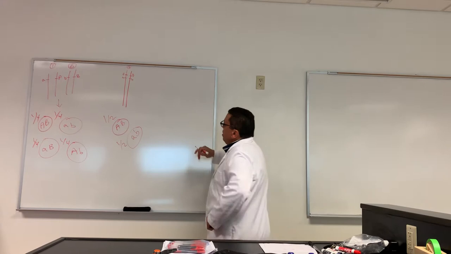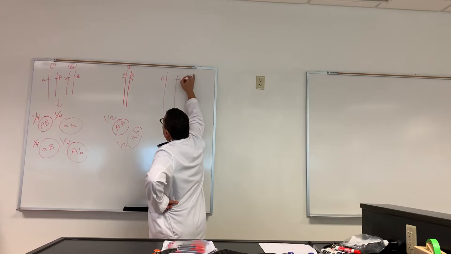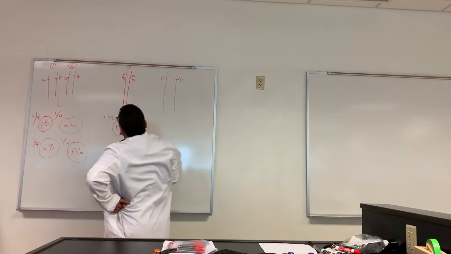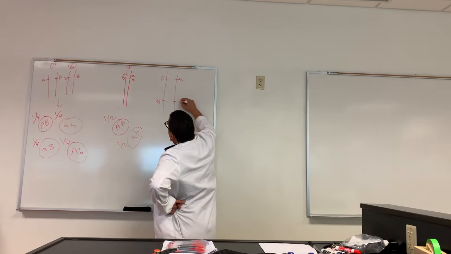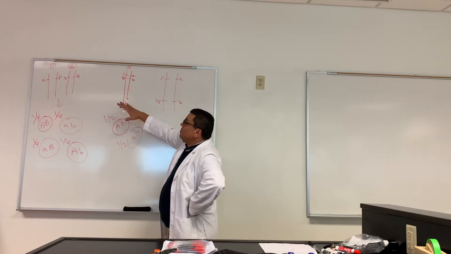What if the situation is like this? Hang in there. I knew I drew this wrong. Like that. Because you can't have A and B on the same locus here. It's like that. What if the situation is like this? Obviously, what you can tell is, in this situation, there's a greater distance between the genes. Am I right? They're not on separate chromosomes. They're on the same chromosome, but there's a bigger distance between them, longer distance between them.